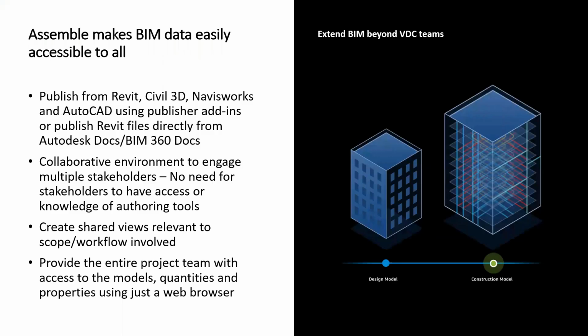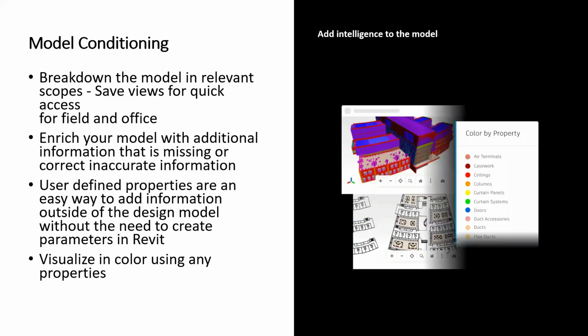Again, more on pushing design models into Assemble. It's basically an add-on, whether it's Revit, Civil 3D, Navisworks, IFC, or even AutoCAD. You can use the publisher add-ins to push the models directly into Assemble's web environment from the CAD software. Assemble facilitates model conditioning and data exchange for user-defined properties without the need to create parameters in Revit, right? This is key because now you're not relying on design teams or the BIM manager to update or change information within the models that can easily be done by the extended team.